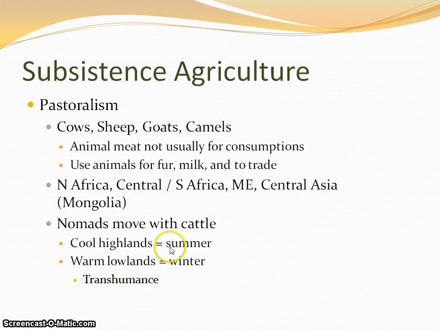When we talk about nomads who move with their cattle, there's this movement pattern called transhumance, where the nomadic pastoralists are going to move their cattle based upon the seasons. In the summertime they move to the highlands where it's a little bit cooler, and during the wintertime they move to the lowlands to protect their cattle from the elements and use the hills and things as kind of a buffer against the wind and the cold.